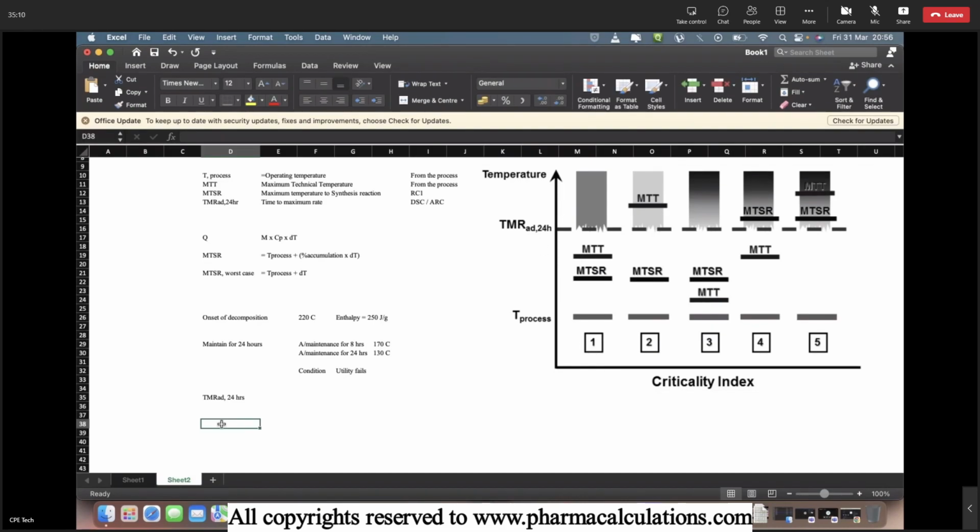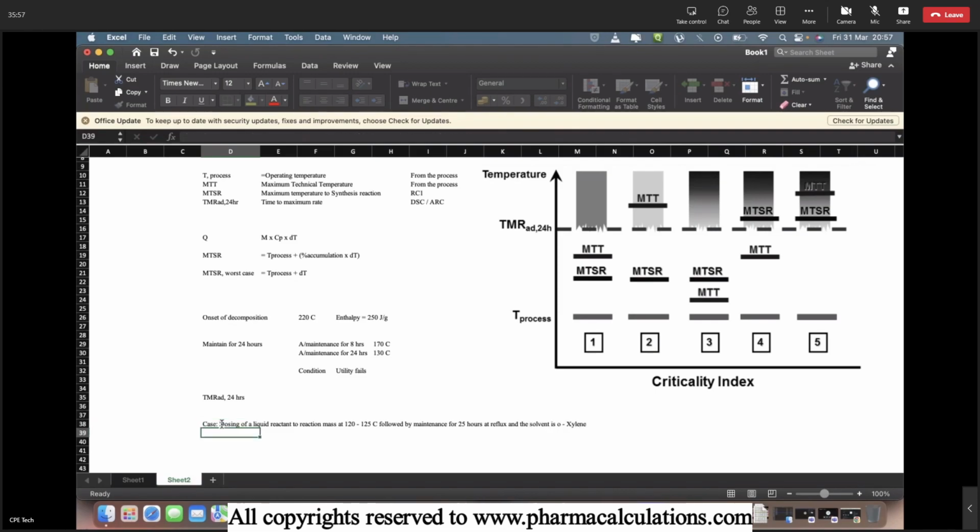And now let's take a case, and depending upon the case, let's try to interpret and classify the reaction. The case is dosing of a liquid reactant to the reaction mass at 120 to 125 degrees centigrade, followed by maintenance for 25 hours at reflux, and the solvent is orthoxylene.